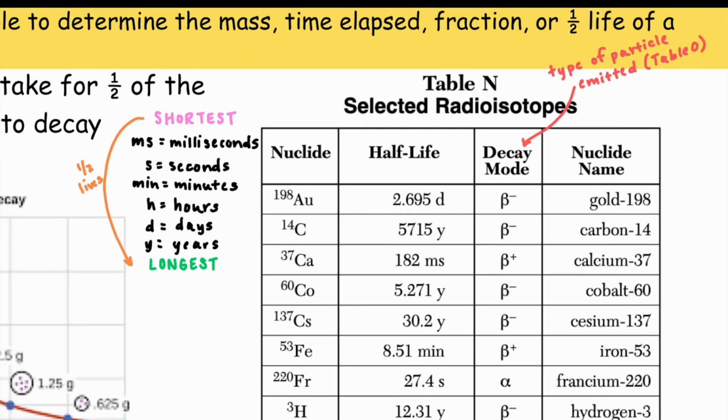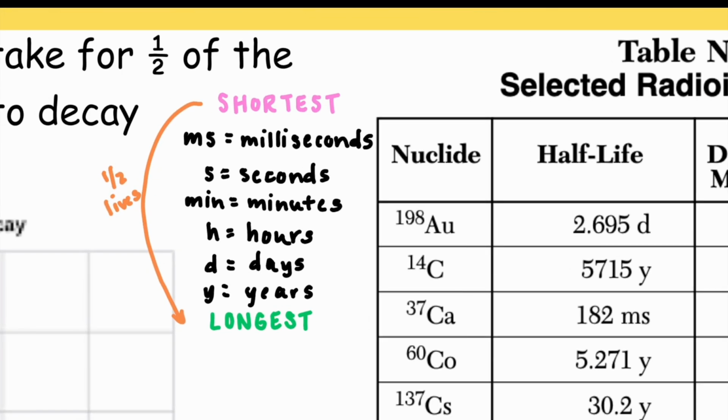You have Table N, which gives you a long selected radioisotopes list. In the first column, it'll tell you what that radioisotope or nuclide is. It gives the symbol and the mass number for that radioisotope. The next column gives you what the half-life is. To review, we have milliseconds, seconds, minutes, hours, days, and years. Milliseconds would be the shortest half-lives, and those would be very fast.